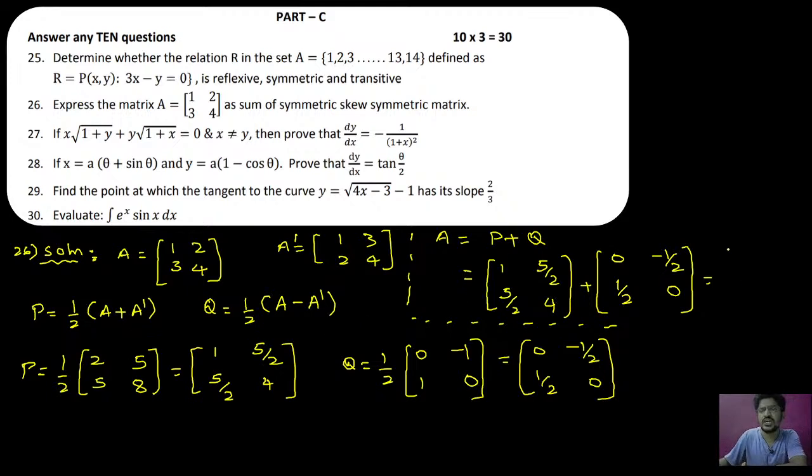1 plus 0 is 1. 1 plus 0 is 1. 5 by 2 minus 1 by 2 is how much? You will get 4 by 2, so 4 by 2 is 2. 5 by 2 plus 1 by 2 is 6 by 2, 6 by 2 is 3. 4 plus 0 is 4. So this is your matrix A. This is how we express the given matrix in the form of sum of symmetric and skew symmetric.